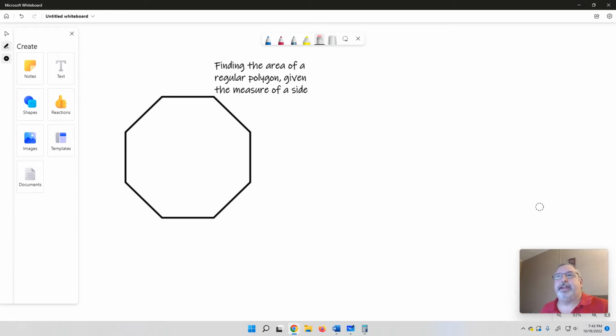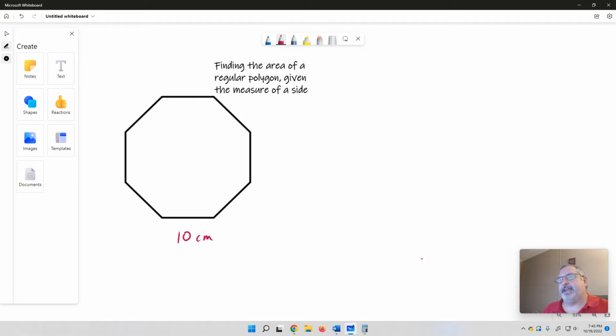I'm going to show you how to find the area of a regular polygon if you're only given the measure of one of the sides. So here I have a regular octagon, and I'm going to tell you that this side is 10, we'll just make it centimeters, 10 centimeters. Given that, how can I figure out the area?